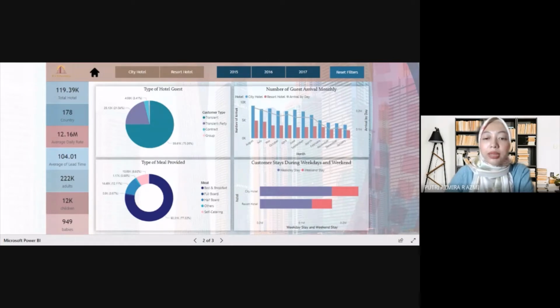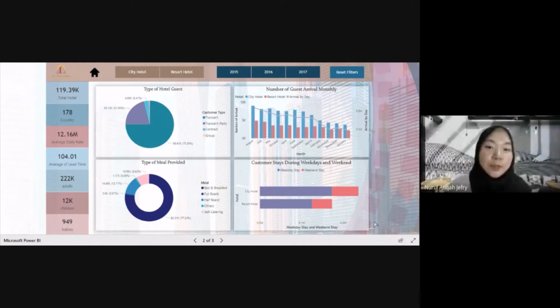Other than BB, the second most loved meal ordered by the guests, with 12.11%, is half-board, HB. Next, 8.92% of guests ordered self-catering. This service is basically where the guests can make their own meal. So next, I will pass to Atika Jeffrey.